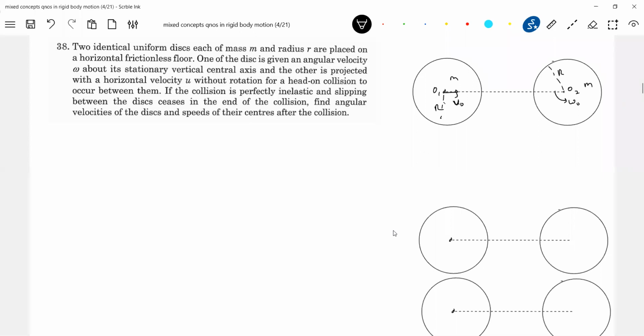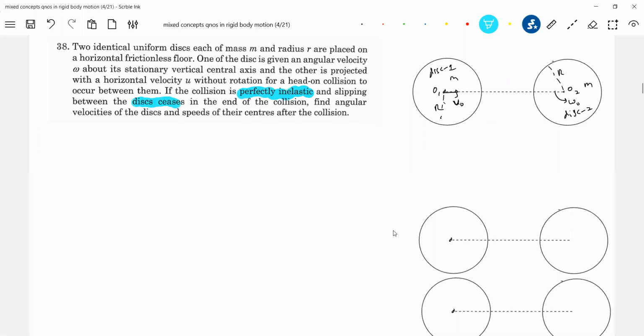Only this one is given translatory motion. You can see that. I'll call this disk 1, and this is disk 2. Now look at it. I think so many things are there here. Perfectly inelastic. Perfectly inelastic. Slipping between the disk ceases.